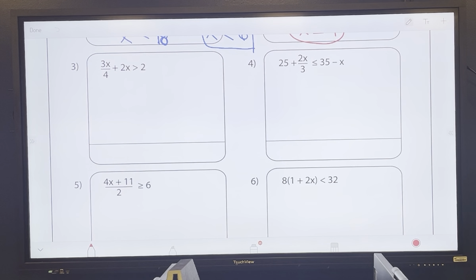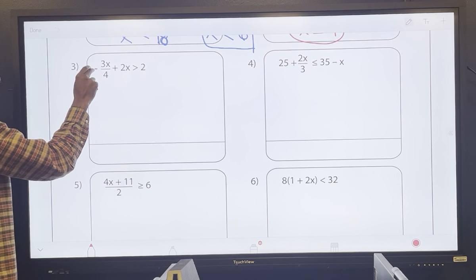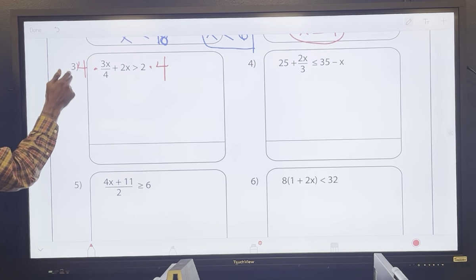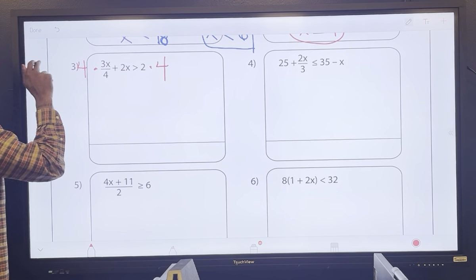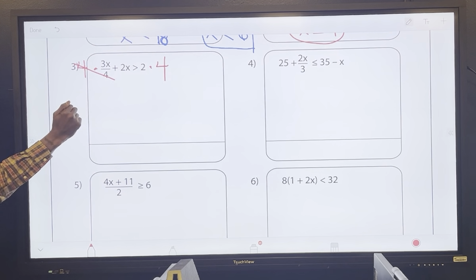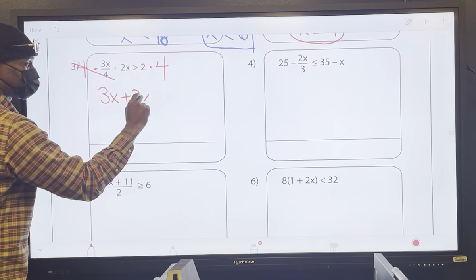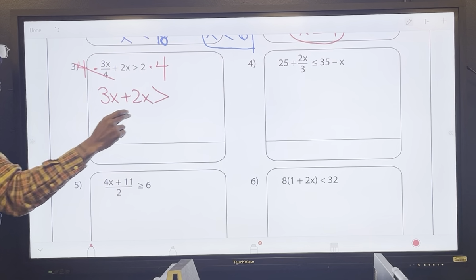What are you going to have to do on both sides? Now you've got 3x divided by 4 plus 2x is greater than 2. Multiply both sides by 4. Good job. The 4s are clearly going to cancel, leaving me with 8. 3x plus 2x, greater than symbol. She's right. 8. Very good.